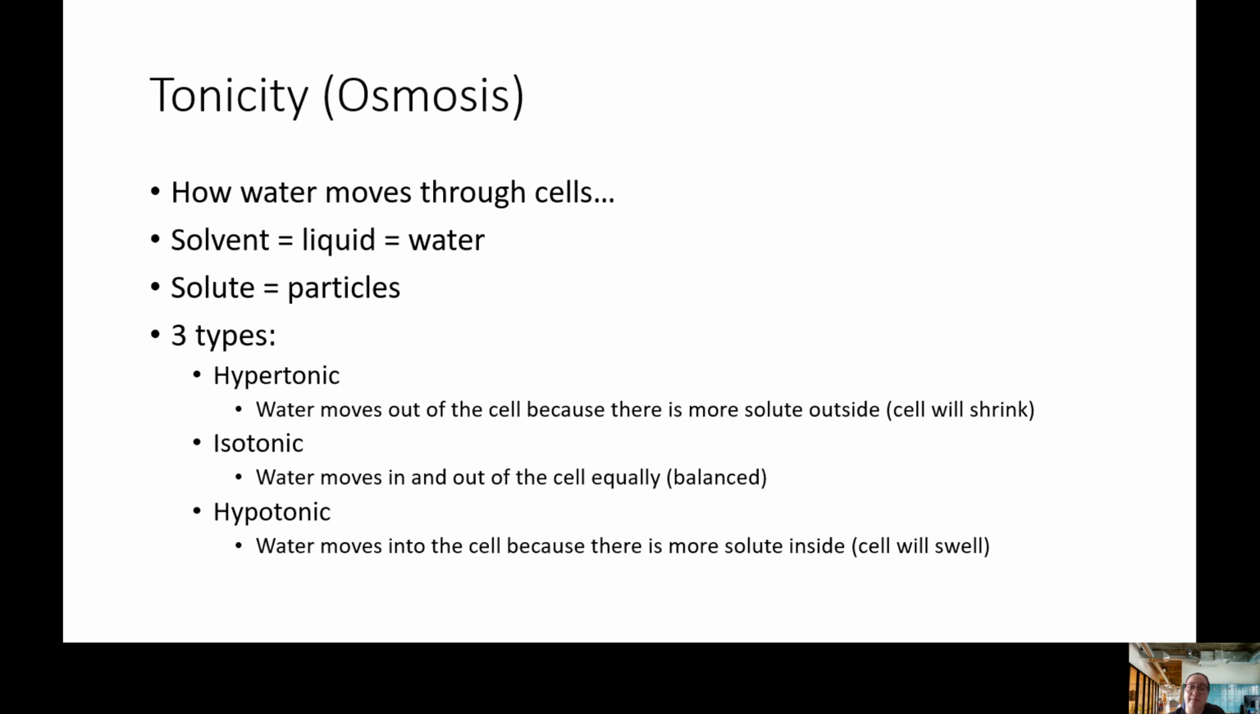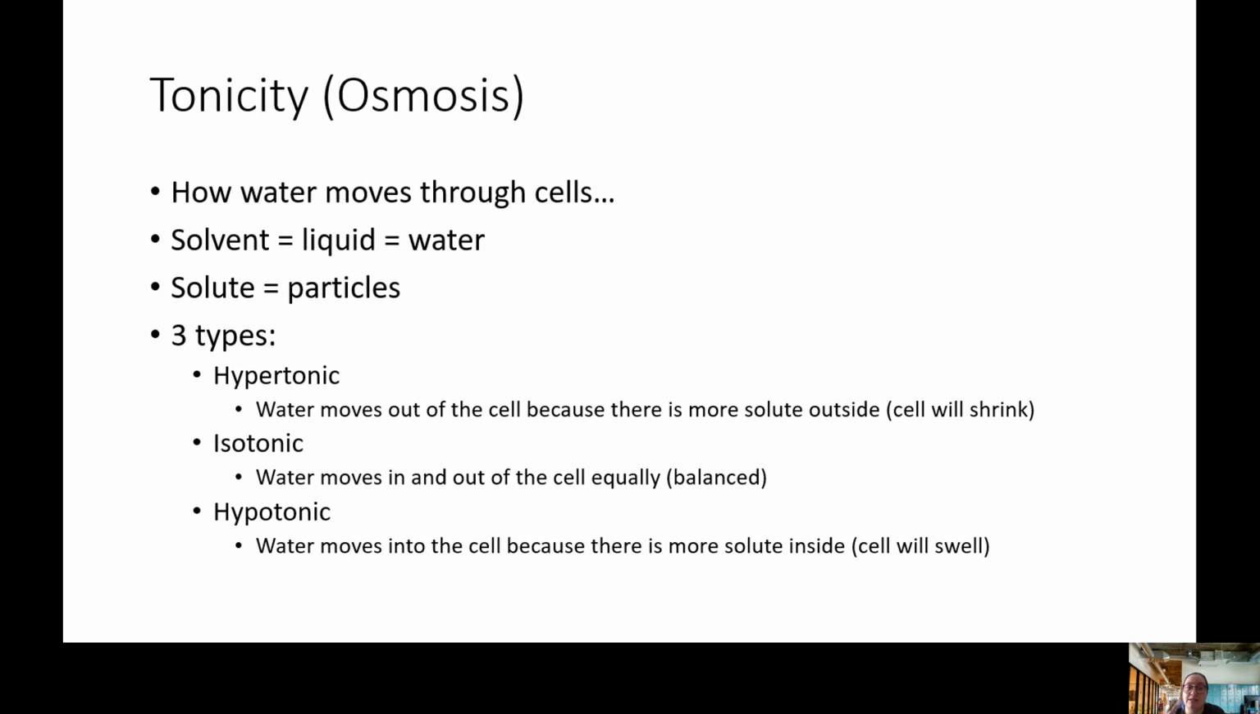So there are three main types of tonicity. We have hypertonic. That means that water is moving out of the cell because there's more solute outside. So the water's moving to where it needs to go, right? If there's a lot of water inside of the cell, it's going to move out of the cell. It's going from high concentration of water to low concentration of water, okay? There's more solute outside because there's less water outside. So it's going to move to the less water area, higher solute.